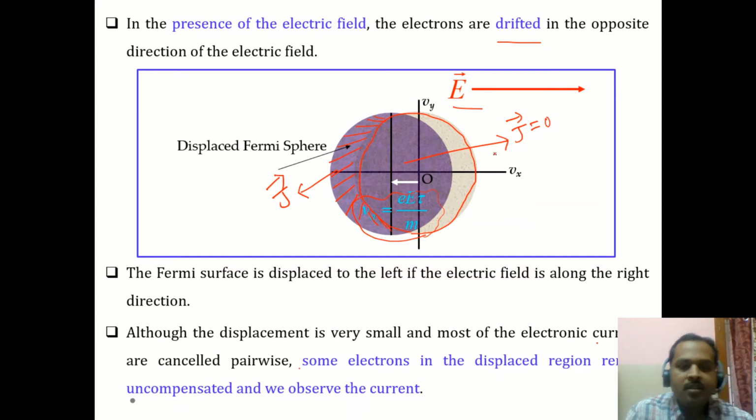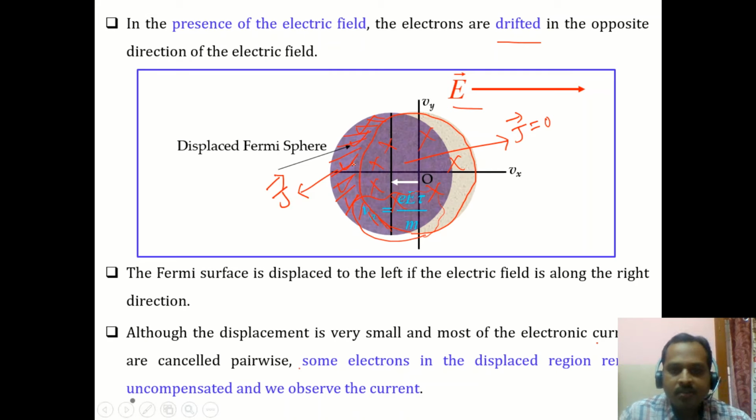So the current that we observe in metals is only because of these uncompensated electrons, the uncompensated velocity of the electrons, whereas the points here do not contribute to the current. Only these points contribute to the current.